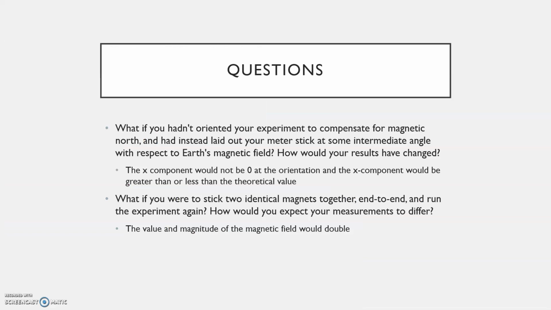If I hadn't oriented the experiment to compensate for the magnetic north, the x component would not be 0 at the orientation, and the x component would be greater than or less than the theoretical value. And if I had used two magnets, the value and magnitude of the magnetic field would double.